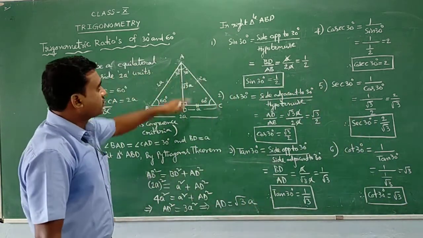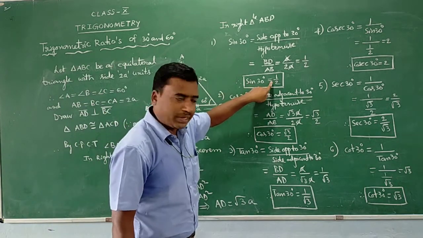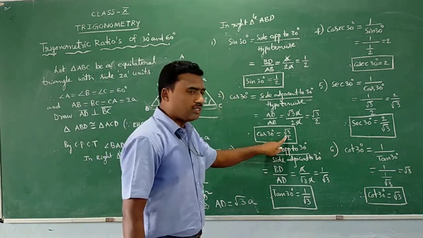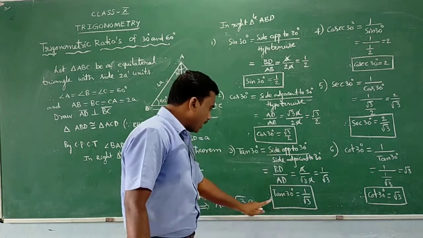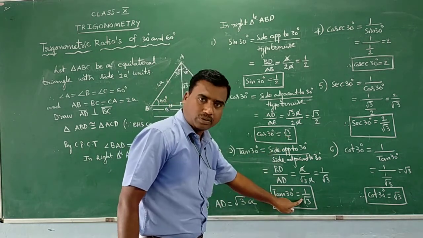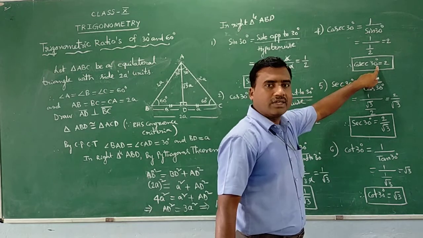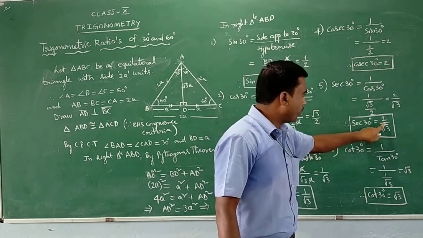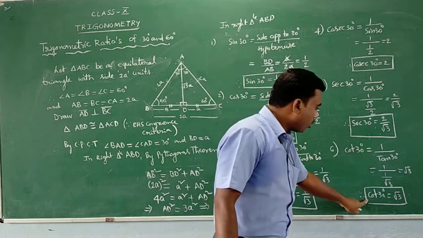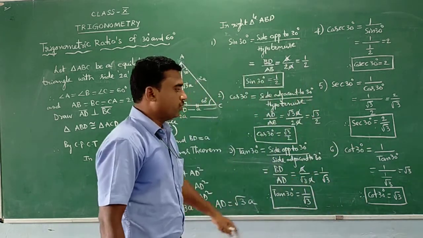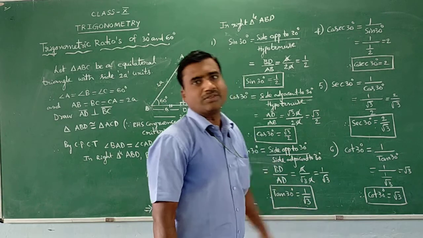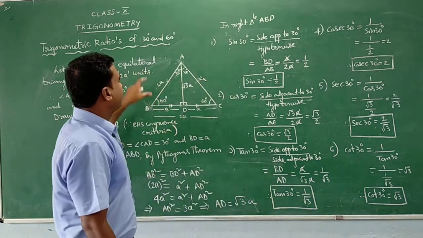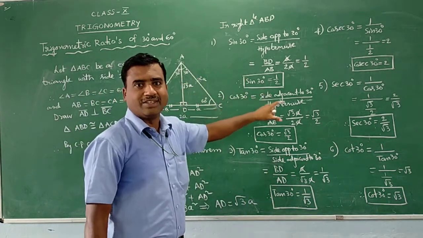So clear? Sin 30 degrees is equal to 1 by 2. Cos 30 degrees is equal to root 3 by 2. Tan 30 degrees is equal to 1 by root 3. Cosecant 30 degrees is equal to 2. Secant 30 degrees is equal to 2 by root 3. And cot 30 degrees is equal to root 3. So these are the trigonometric ratios for 30 degrees.